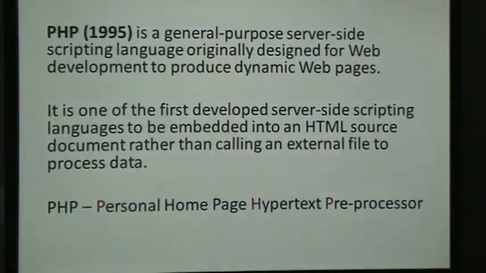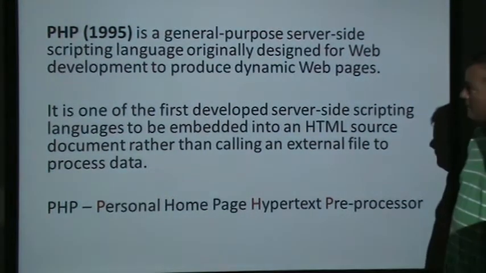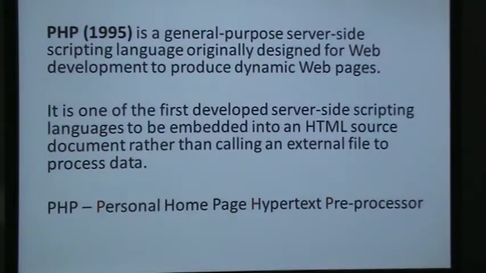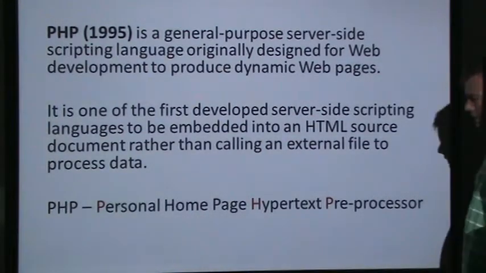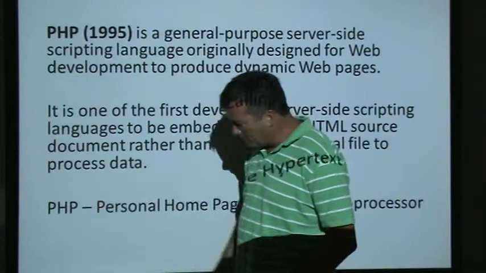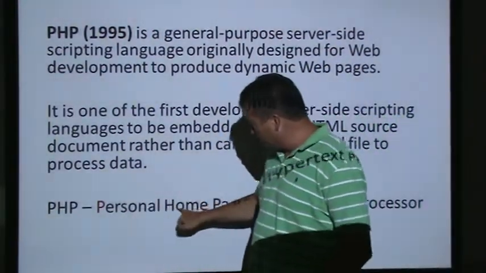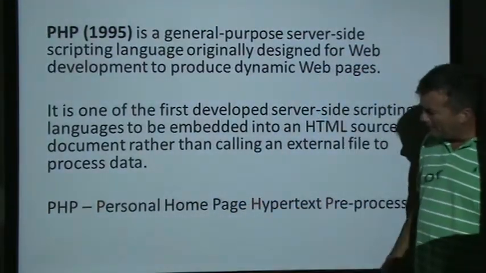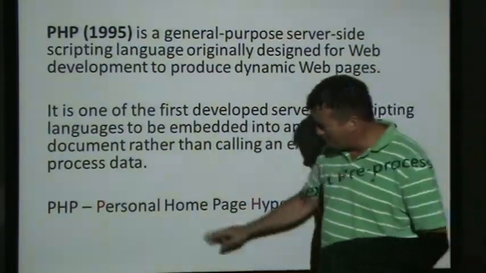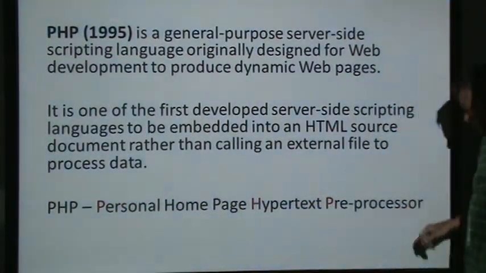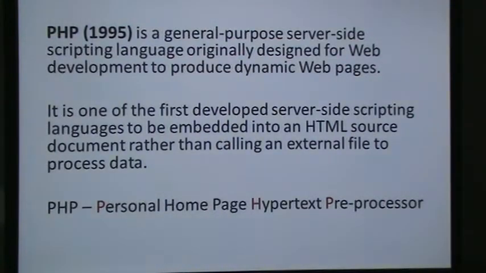PHP also came out in 1995. The first iteration of it came out in 1995, and it's a general purpose server-side scripting language used for creating dynamic content in web pages. When PHP originally came out, I think it was by a student somewhere in Scandinavia, originally PHP stood for Personal Home Page. And then as time went on, it changed to become, the first P stands for Personal Home Page, and then the H was for hypertext, and then the next P was for preprocessor.